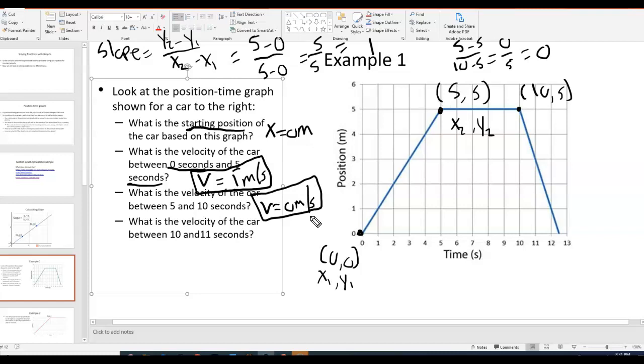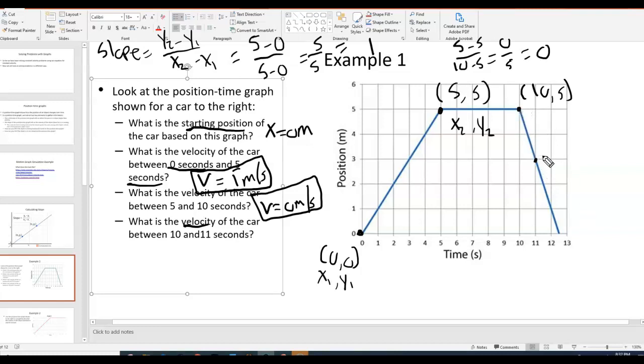In other words, for the first 5 seconds, the car is moving forward, then it stops for 5 seconds. And the last question says, what is the velocity of the car between 10 and 11 seconds? Here is 11 seconds right here. Let's see. I want to choose my 2 points because it's asking me for velocity, and I know on a position time graph the velocity is found by finding the slope. So I want to find the slope.